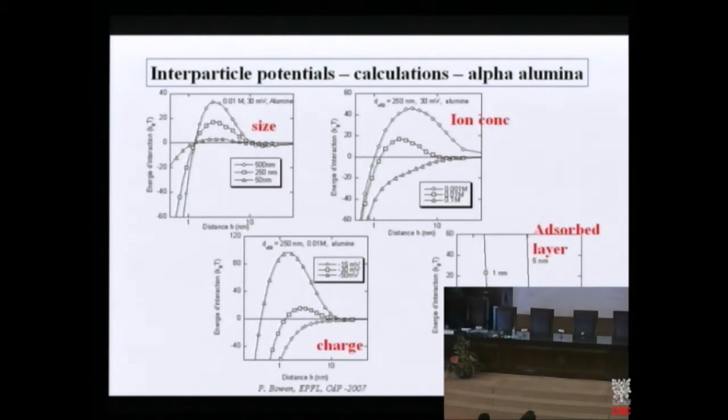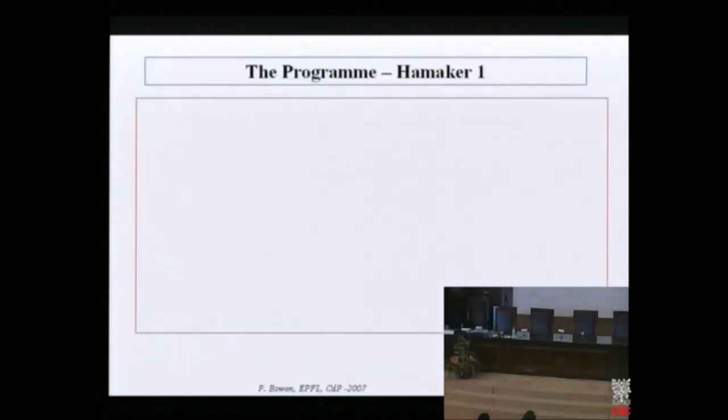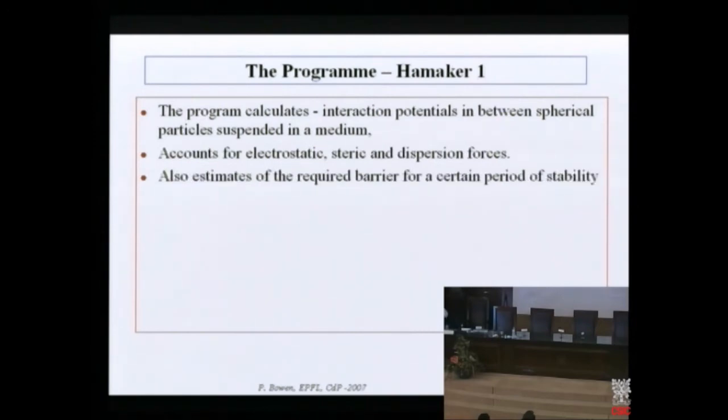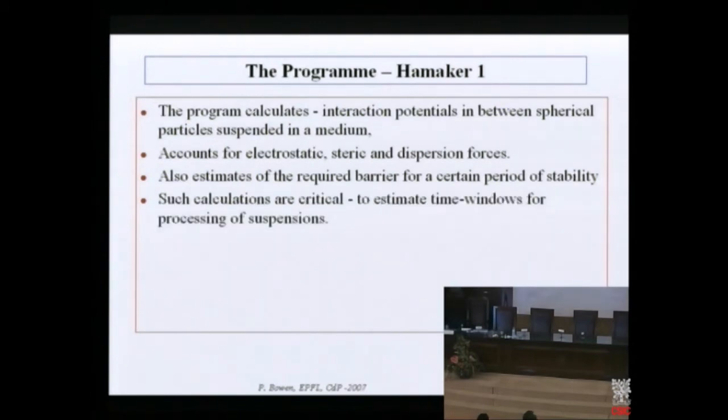So this is one way to actually control the rheological properties of your material. A 5 nanometer layer is stable. It's long enough that we never feel the attractive van der Waals forces. So the program calculates for spherical particles, takes into account electrostatic, steric, and dispersion forces, and also estimates the required barrier for a certain stability period for the formation of doublets. So it's not the total long-term stability, but once you start forming doublets, everything else goes very quickly. So you get an idea of where you can start working.